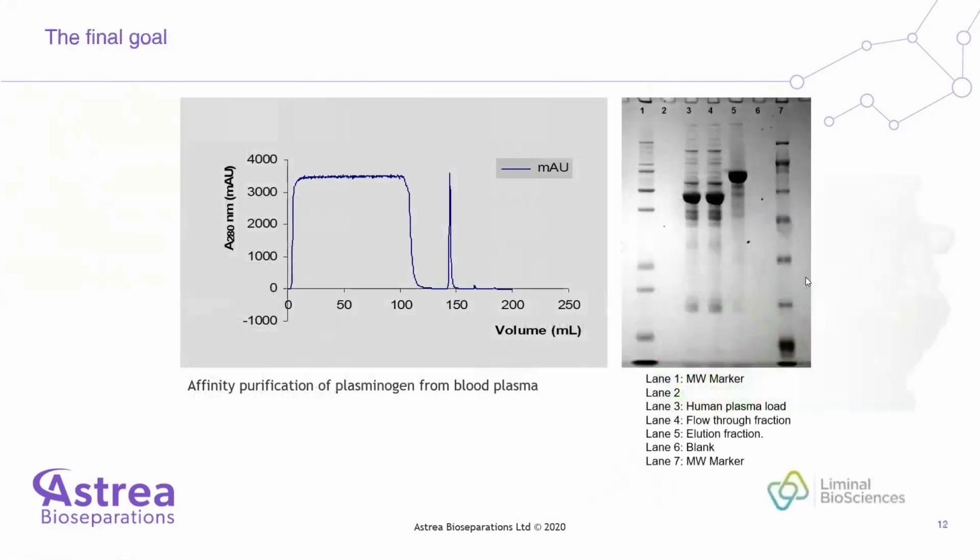Next one. So this is what we are really aiming to do. This is just an example of the purification of plasminogen from blood plasma using one of our affinity ligands. And you can see the chromatogram, a very nice sharp peak, and the SDS-PAGE on the right-hand side, showing the concentration of plasminogen at the end. It's just an idea of what we aim to obtain at the end of it. Next one.